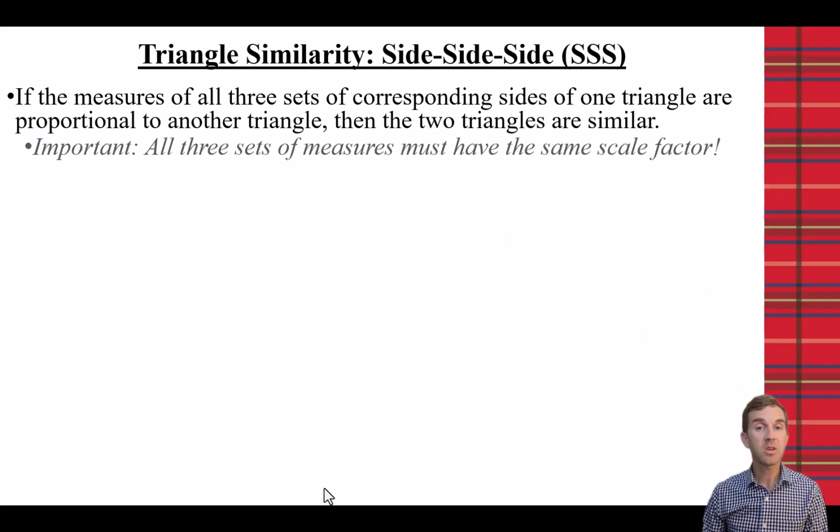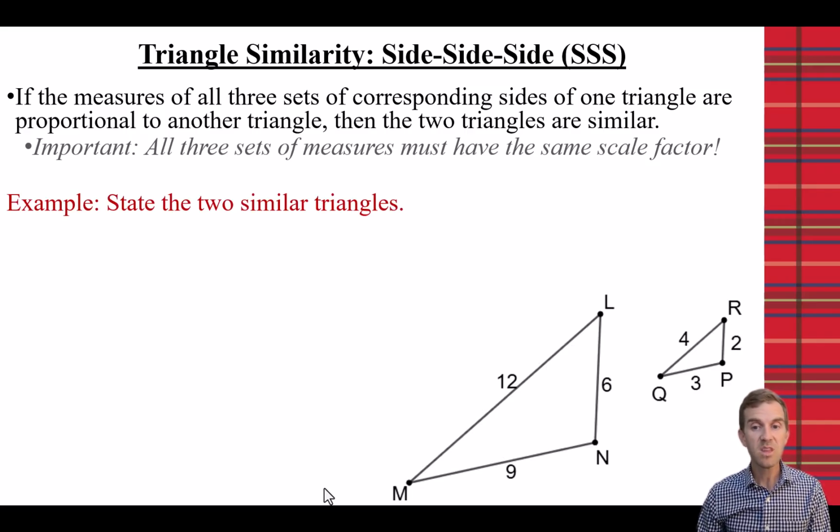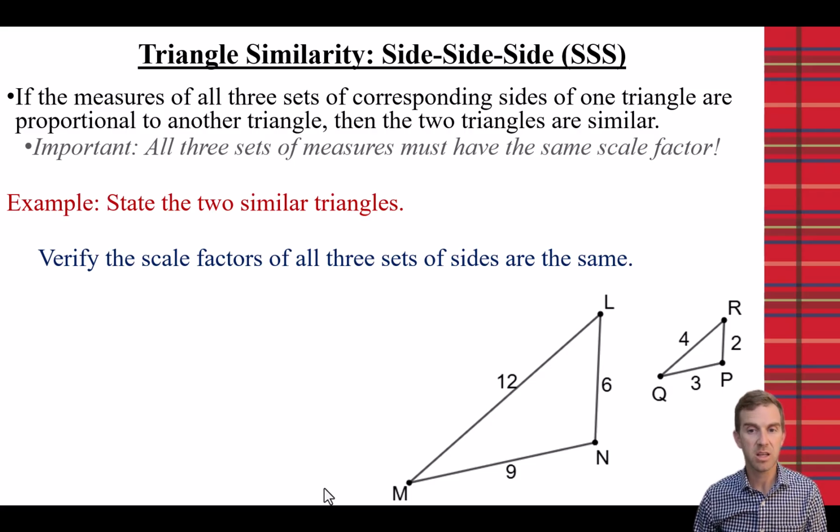The third option you can have is side, side, side. And here, all three sets of corresponding sides have the same scale factor. And if that's the case, we know they must be similar. And also remember, it could be a 1-to-1, so all of our congruent triangles are also similar triangles. So here, we have two triangles, and we can match up the corresponding sides. And we want to check those scale factors.